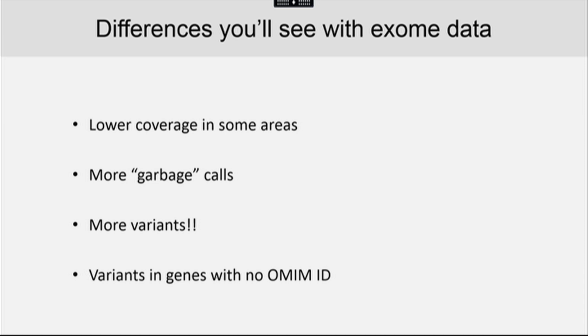There are also going to be regions that aren't well represented because of the enrichment technology that we use, and some bias in the technology. So you're also going to see more garbage calls. If you thought you had some garbage in the TagScan, there's a whole lot more garbage in the exome. You're going to have more variants, and a lot more genes that don't have a good gene-disease association.